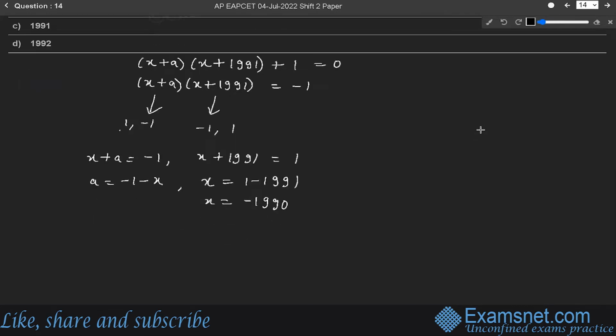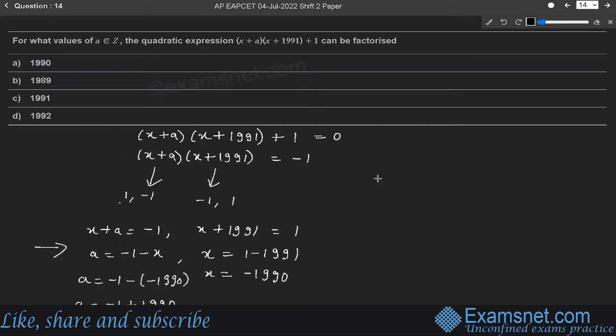Now, putting the value of x in the left hand side here, a will be equal to minus 1 minus of minus 1990. So a will be equal to minus 1 plus 1990. Therefore, a will be equal to 1989. This is the desired value of a. So we can say that the correct option here is 1989.